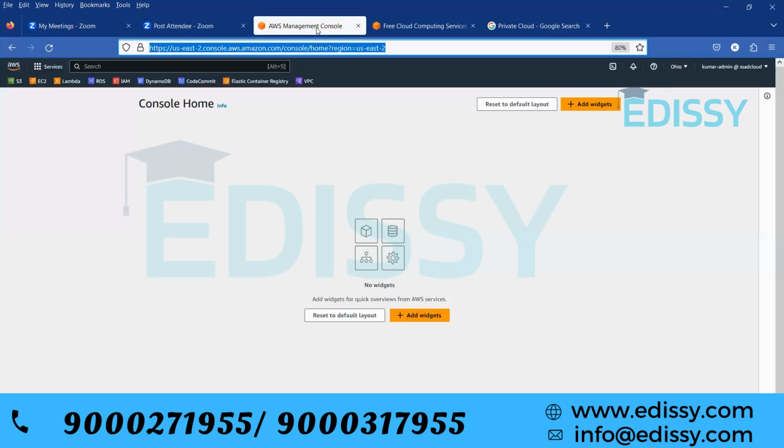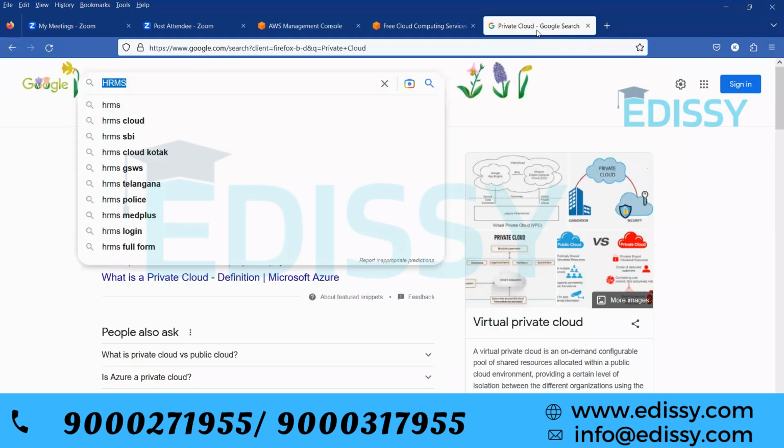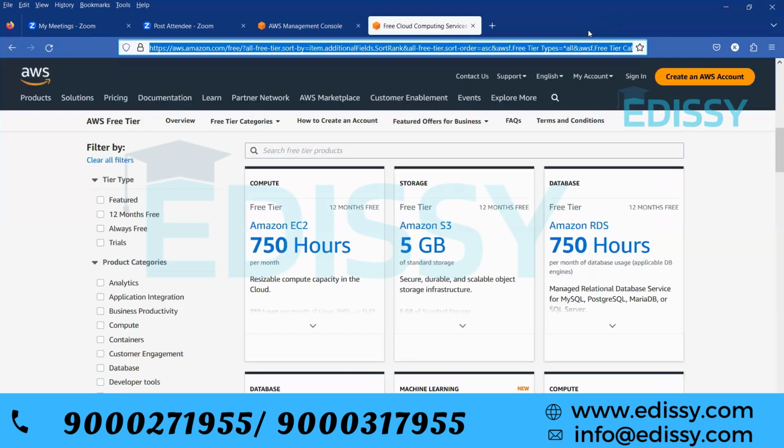So AWS cloud is a public cloud. Everybody can access it. Private cloud, it can be accessed only inside your organization network. An example is the HRMS portal. Are we good, everyone? Any more questions here?